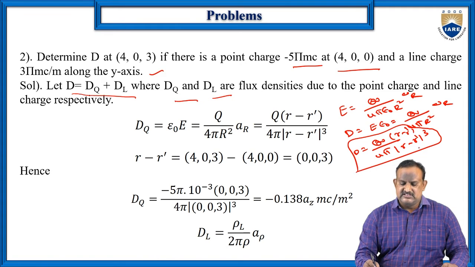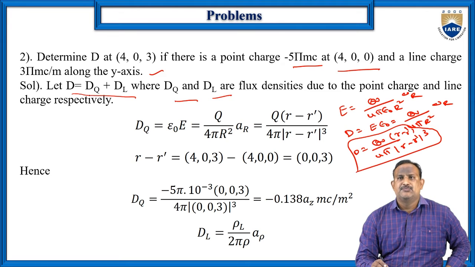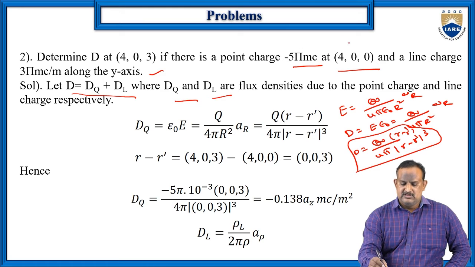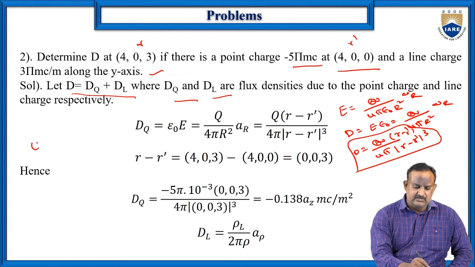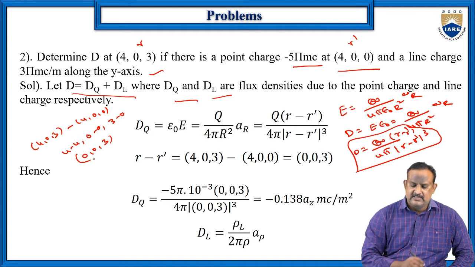Therefore, first we will find out the distance between the 2 points. So, here R is (4,0,3) and R dash is (4,0,0). This is R dash, this is R. Therefore, if you find the difference between these two, (4,0,3) minus (4,0,0), for 4 minus 4, 0; 0 minus 0, 0; 3 minus 0, 3. Therefore, (0,0,3).